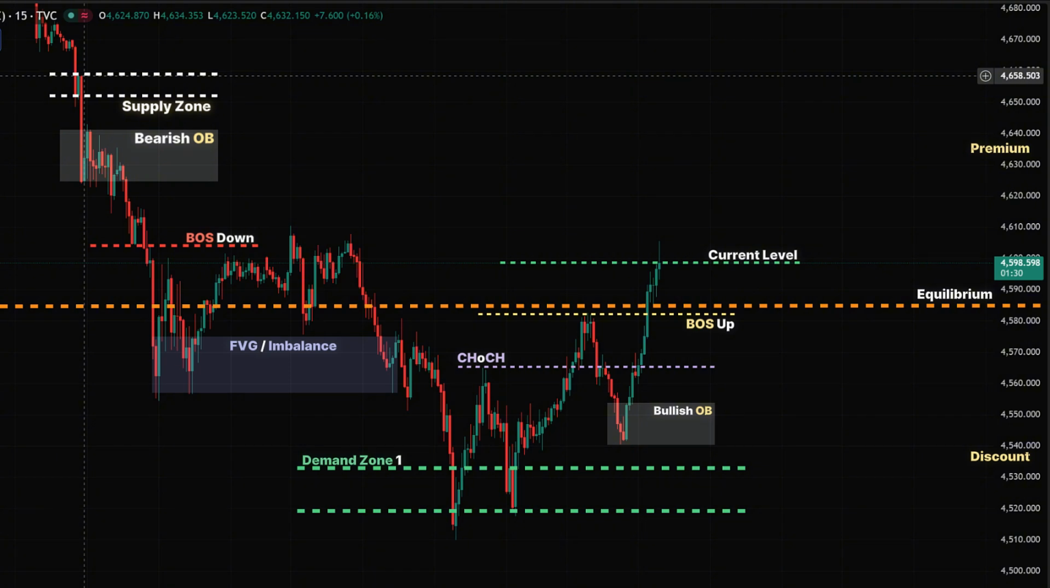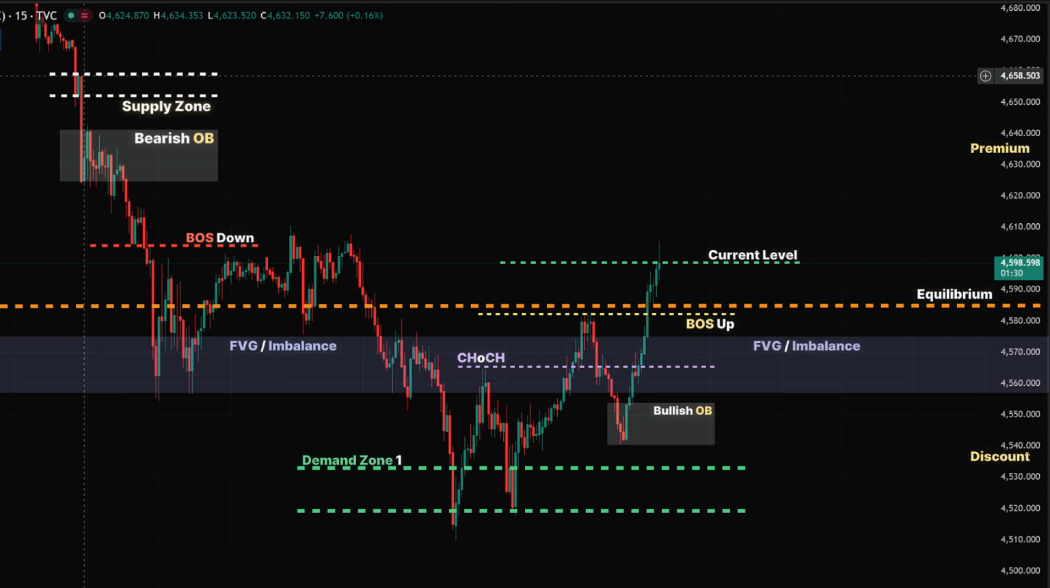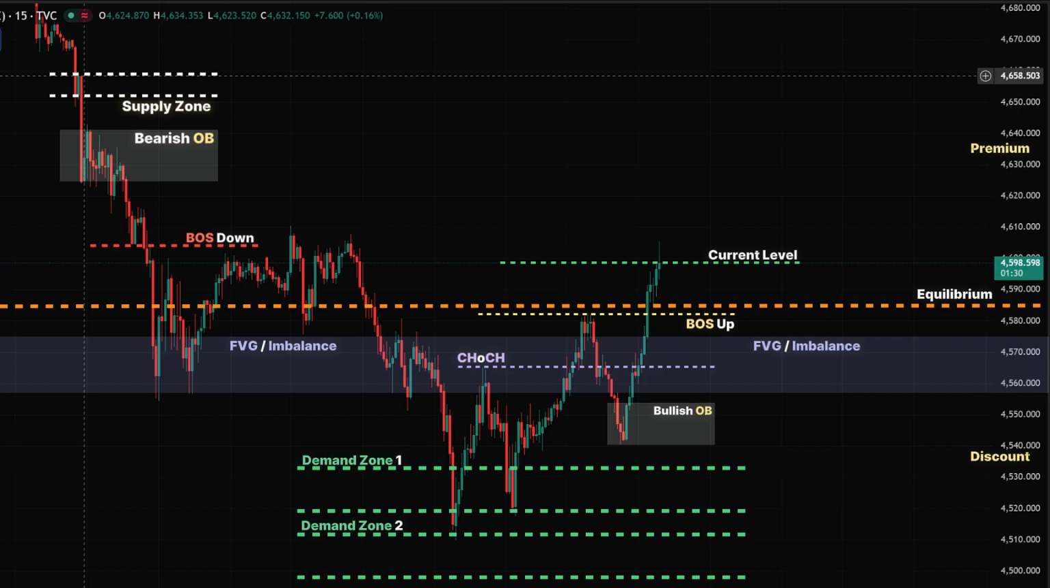A cleaner trade idea would be to wait for price to return to a point of interest. The first area to watch would be the imbalance, or the FVG zone. If price pulls back into that zone and forms a bullish reaction, that could suggest continuation. A deeper pullback into the bullish order block would also be interesting because that is where buyers previously entered strongly. The demand zones are the deeper areas. If price pulls back all the way into demand zone 1 or demand zone 2 and still holds, the bullish idea may still be valid.